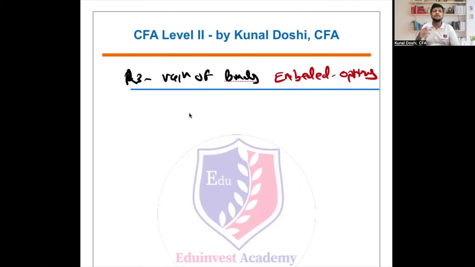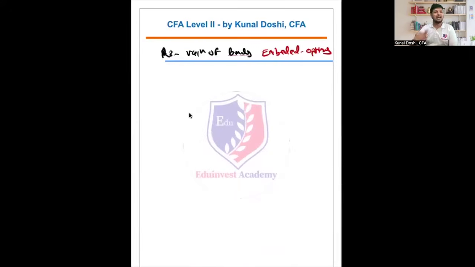Basically, adjusting the cash flows for the call price or the put price. So we will first do these embedded option bonds. Understood, everyone? And then we'll go to the term structure models.